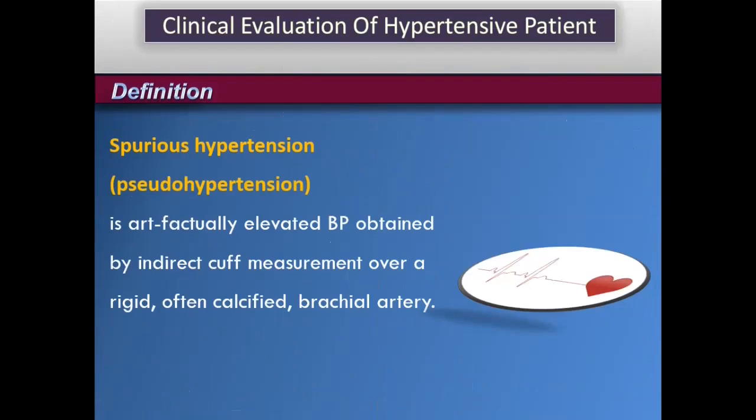Pseudohypertension is more common among the elderly population and is artifactually elevated blood pressure obtained by indirect cuff measurement over a rigid brachial artery. How can I know that it is a case of pseudohypertension? If I have high blood pressure in the elderly population for a very long time without target organ damage, I have to think of pseudohypertension. How can I know that? By investigations, both invasive and non-invasive methods.